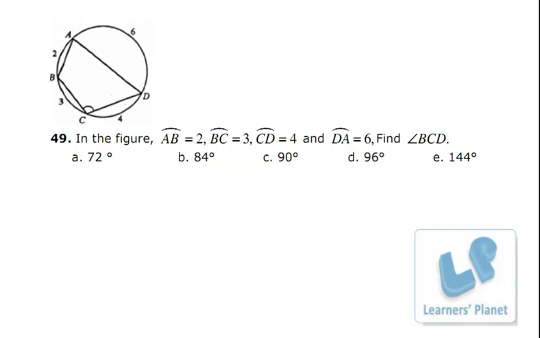Now on the very same concept, one more problem we have. In the figure, arc AB, arc BC, CD and DA are given. Find angle BCD. So first of all, since arc lengths are given, we can find out the ratio of the angle at the center. I suppose this to be the center, then I just join all the points.